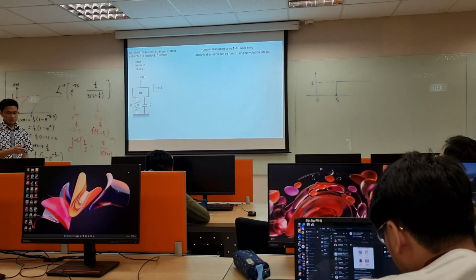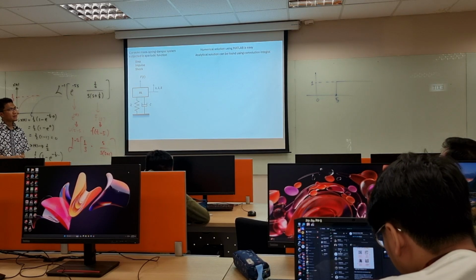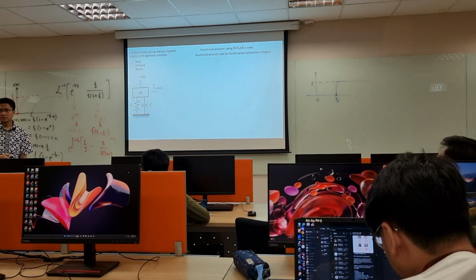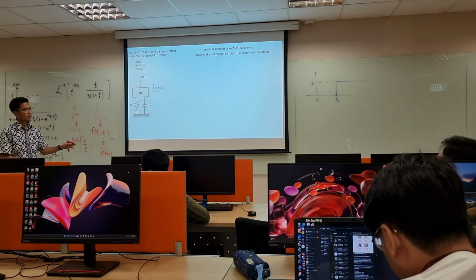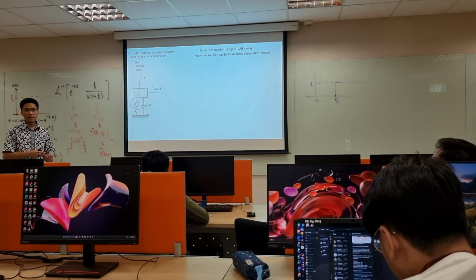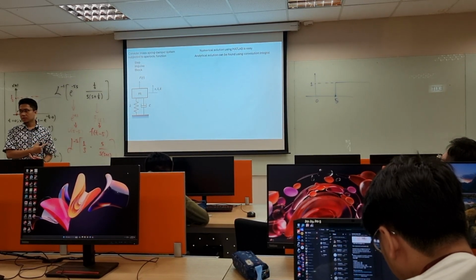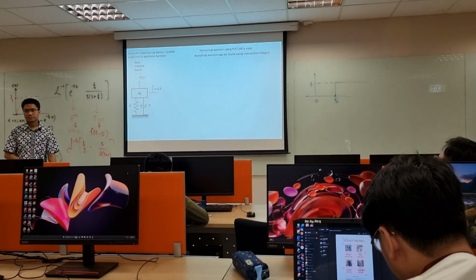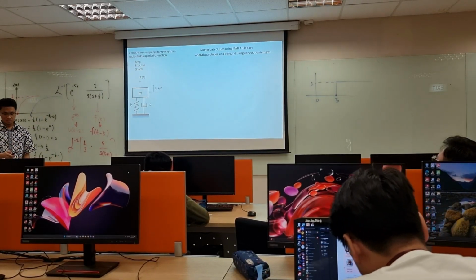We can get a numerical solution using MATLAB, but we can also get an analytical solution using the convolution integral. In the several slides from here, I will explain how we get the solution of this problem using the convolution integral, not using the Laplace transform.